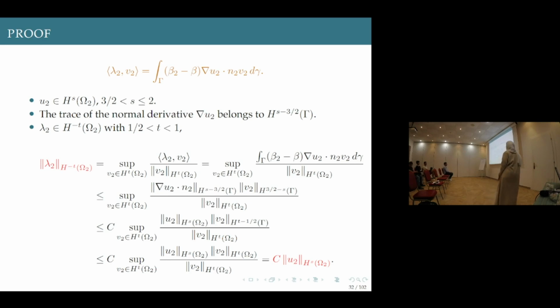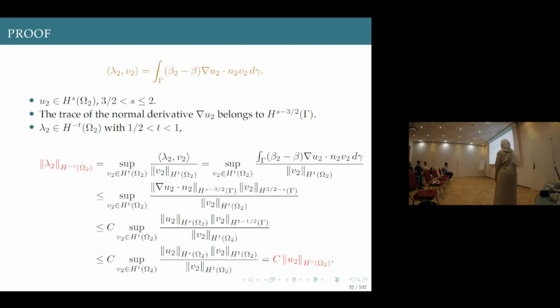By definition of the duality from here, remember that we said that the normal derivative of grad U2 is in H^(S-3/2), so we have the H^(S-3/2) norm at the interface of this quantity times the H^(3/2-S) norm of V2. Now I would love to replace this with HT, in order to cancel this with that. So I will bound this term with something that is greater than it. Here T minus 1/2 is greater than 3/2 minus S, so I can do that.